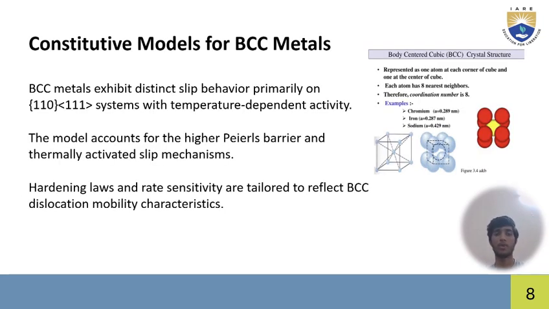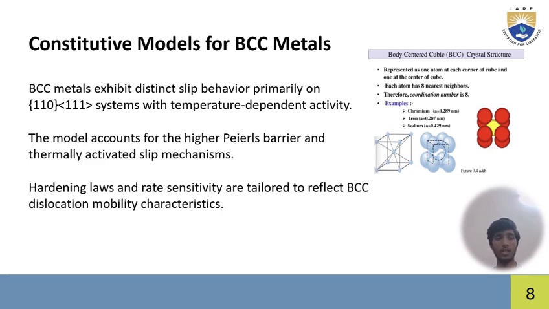Constitutive models for BCC metals. BCC metals exhibit distinct slip behavior primarily on systems with temperature dependent activity. The model accounts for the higher Peierls barrier and thermally activated slip mechanisms. Hardening laws and rate sensitivity are tailored to reflect BCC dislocation mobility characteristics.